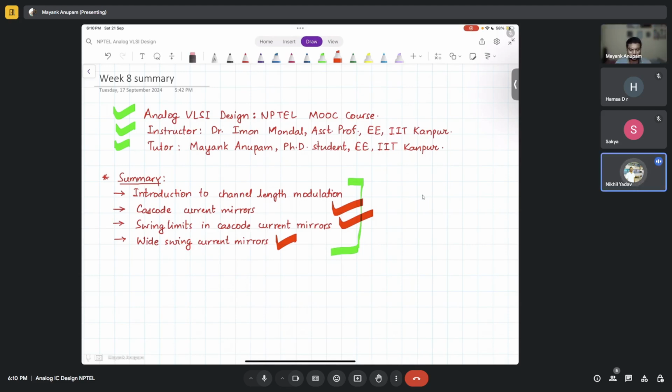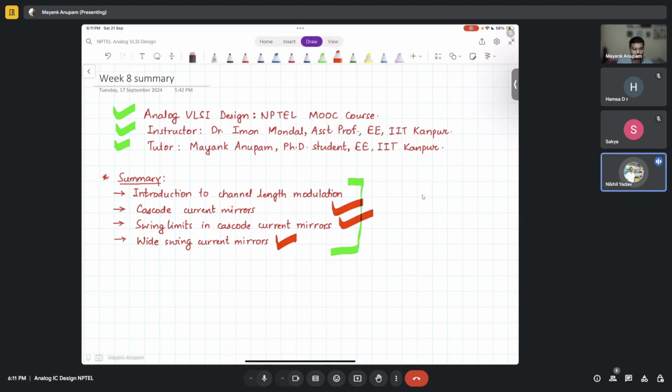MOSFET is generally a VCCS. By default, the device operation of a MOSFET is such that it acts like a VCCS. A VCCS is the best device we have to model the behavior of a MOSFET.